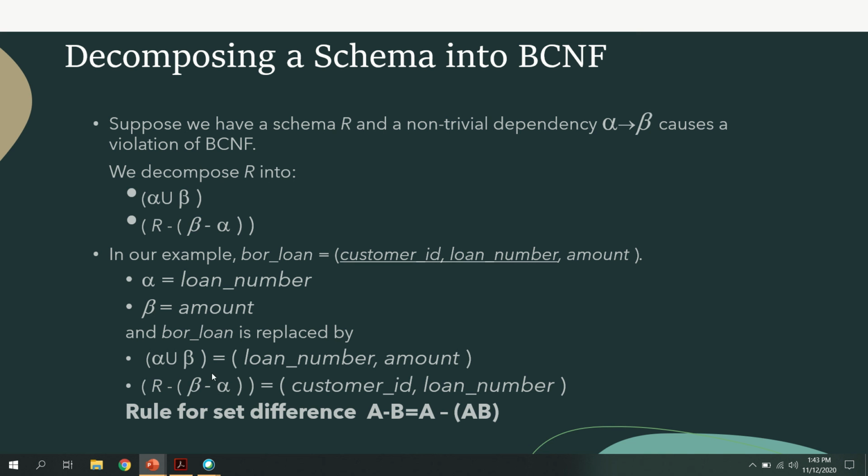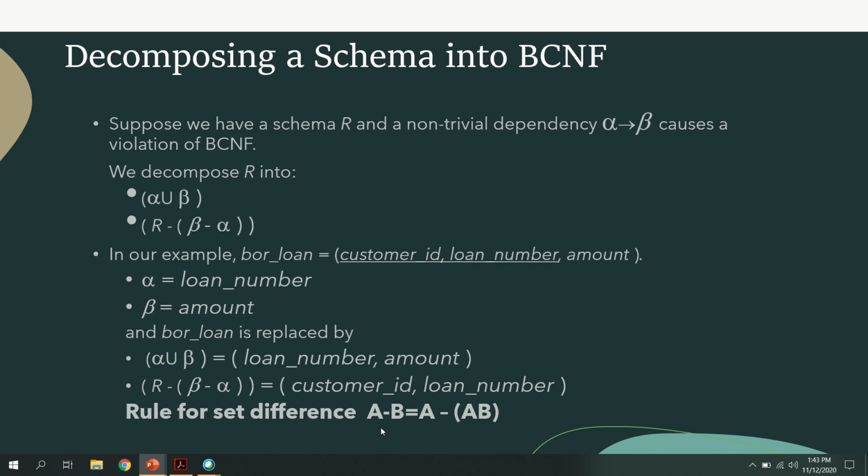okay, this one first of all you have to calculate. This is A, this is B. A minus B is equal to A minus AB. That is, beta is amount minus loan number amount. So what you will get? You will get loan number. Then you have to calculate R minus loan number. R minus loan number is, again you have to apply the same rule. So R minus loan number is the combination of customer ID and loan number.